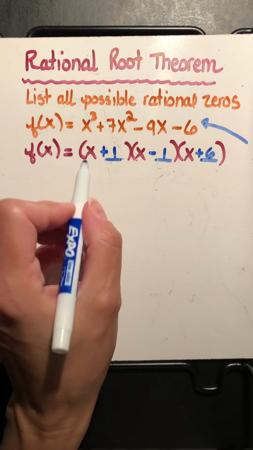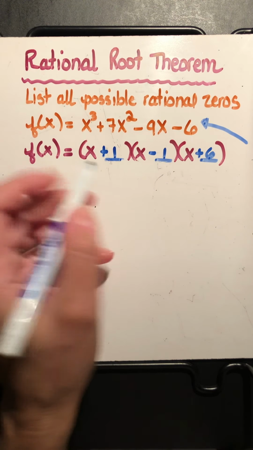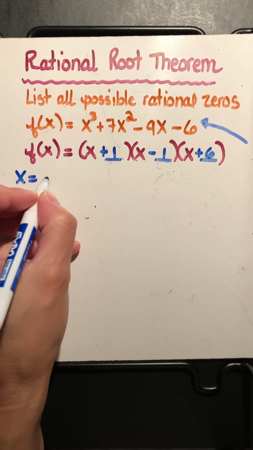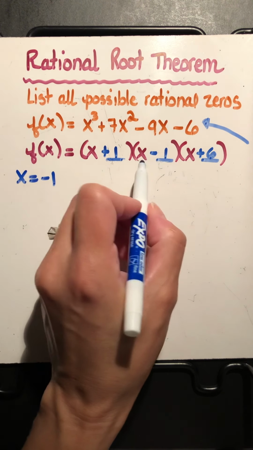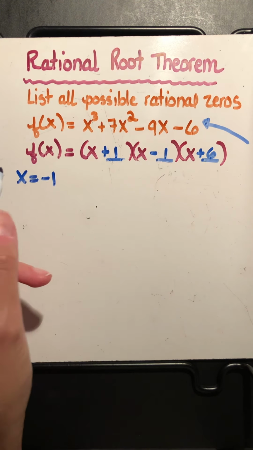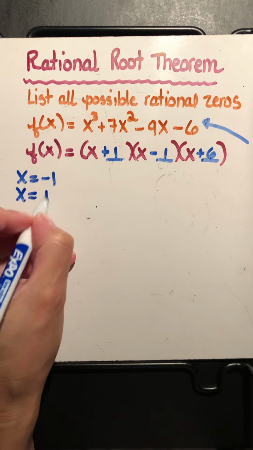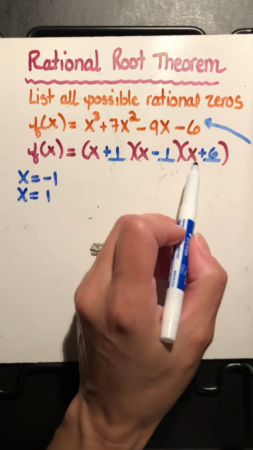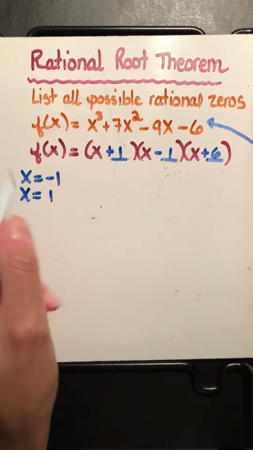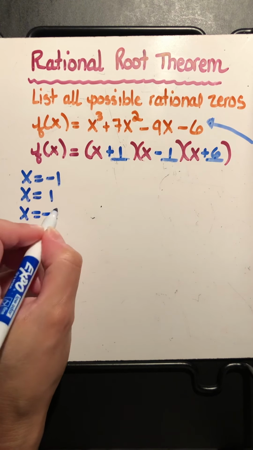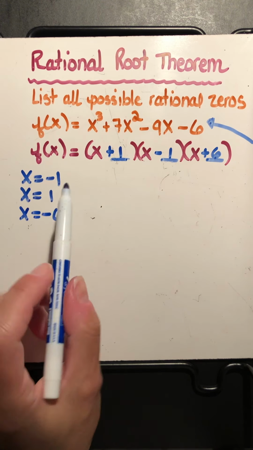And it's possible, right, that if x plus 1 is a possible factor, then x equals -1 is a possible root. If x minus 1 is a possible factor, then x equals +1 is a possible root. If x plus 6 is a possible factor, then x equals -6 is a possible root.